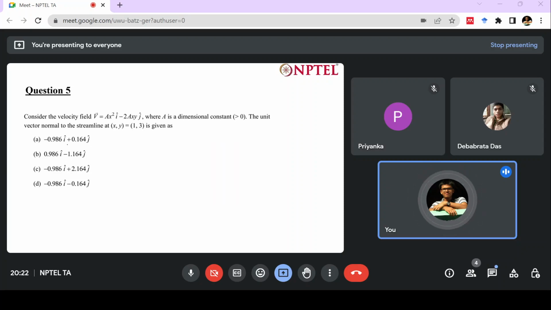Okay. Let's go to the next question. Here, consider a velocity field is given. A unit vector normal to the streamline is asked. So you have to find the unit vector which is normal to the streamline. This is very similar to the question that we solved last week. So please try to attempt. And if there is any problem, you can always ask me, related to the previous questions and previous topics as well.